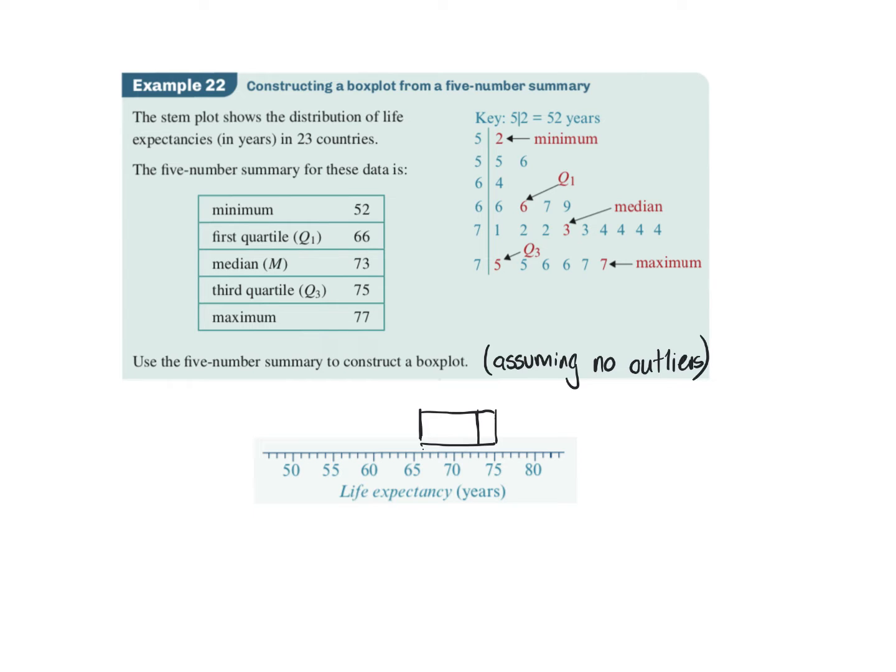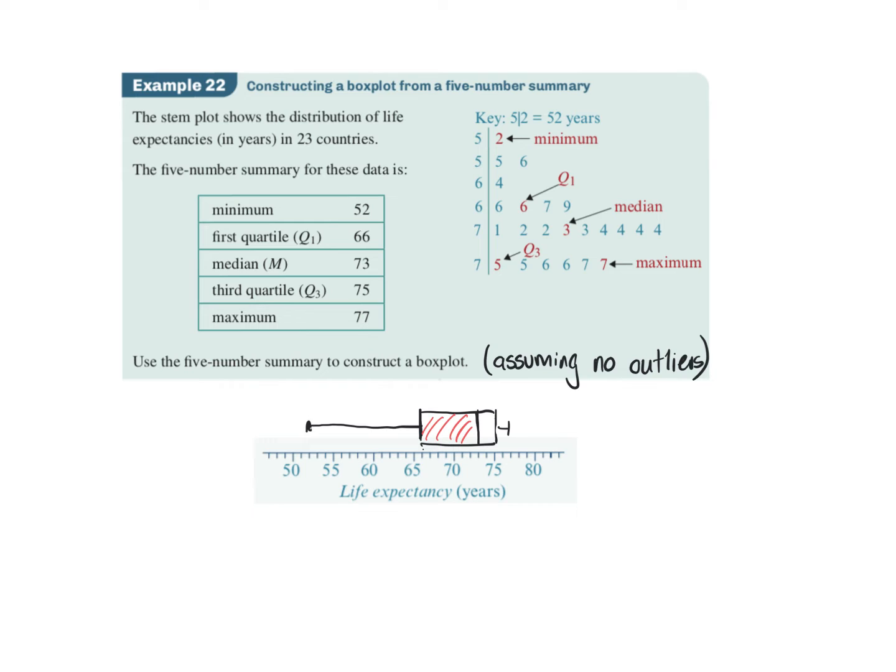They said 52 was the minimum. So that means the whisker goes all the way to 52. And then the upper whisker is going to go up to 77, which is just about there. Oh, sorry, that's probably a bit too far. I'll go back a bit there. So 77.